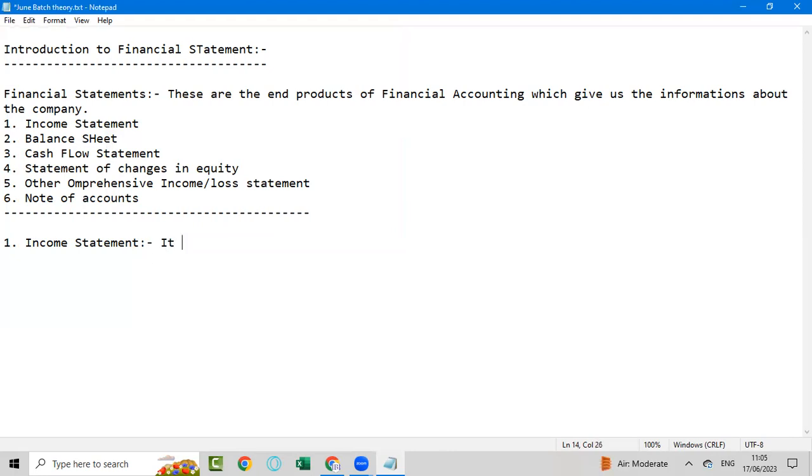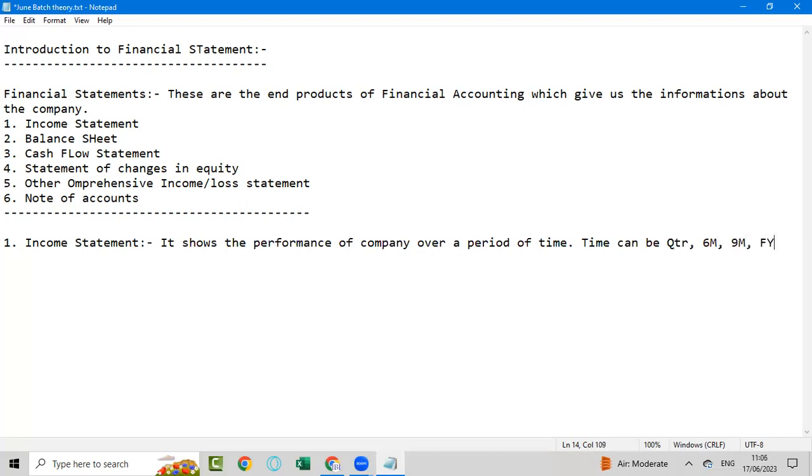What is income statement? It shows the performance of company over a period of time. This time can be quarter, 6 months, 9 months, or complete financial year. This time can be anything, 3 to 6 months, 9 months, or complete 12 months, that means financial year.